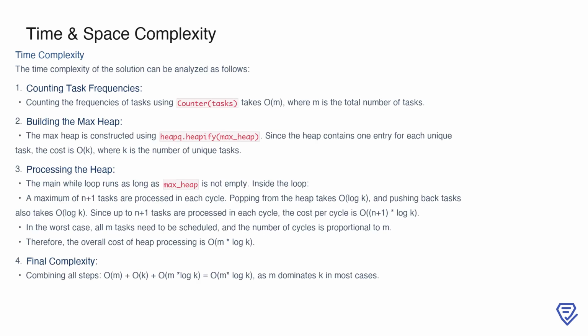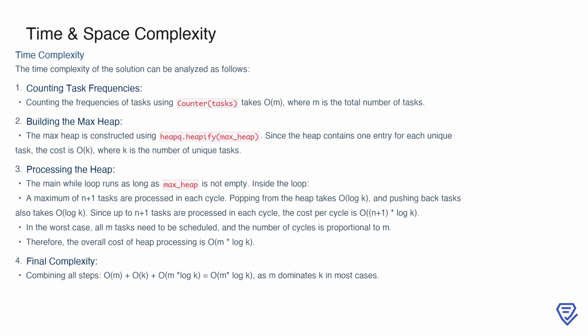To analyze the time complexity of this solution, let's break it down into key steps. First, we count the frequencies of tasks using the Counter class. This operation iterates through the list of tasks once, making it O(M), where M is the total number of tasks. Next, we construct the max heap using heapq.heapify. The heap contains one entry for each unique task, so this step has a time complexity of O(K), where K is the number of unique tasks.